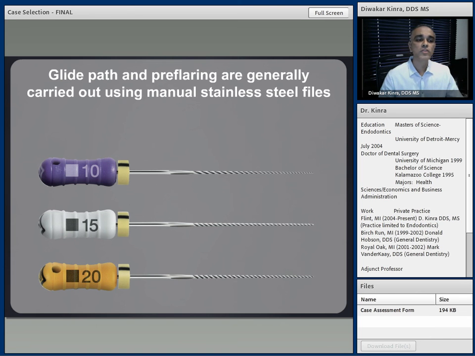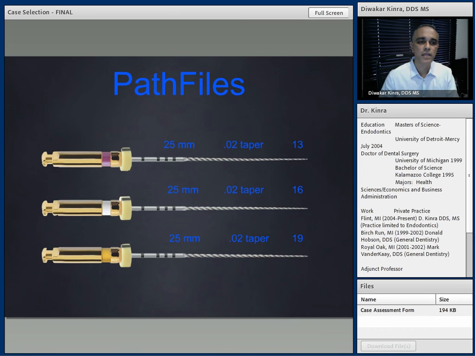Again, I always start off with this 10 stainless steel hand instrument, but then I want to go from stainless steel to nickel titanium. So I will use these files right here, which are the path files, to create my glide path. And nickel titanium is much better and much quicker when used in a rotary instrument to create a very safe glide path, which then you can go ahead and use any shaping instrument you want to after that.